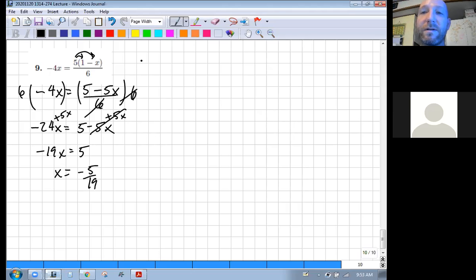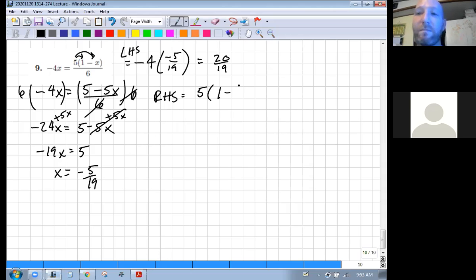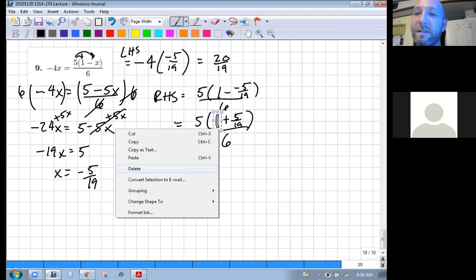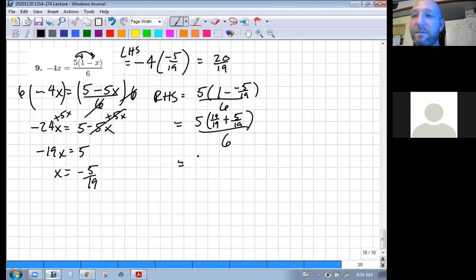All right, we could check our work. Negative 4 times negative 5 over 19. This is the left-hand side. So that gives us 20/19. Now let's look at the right-hand side. 5 times 1 minus a negative 5/19, all over 6. So 1 minus a negative means plus. See, 1 here is 19/19. So 19 plus 5 is 24/19.